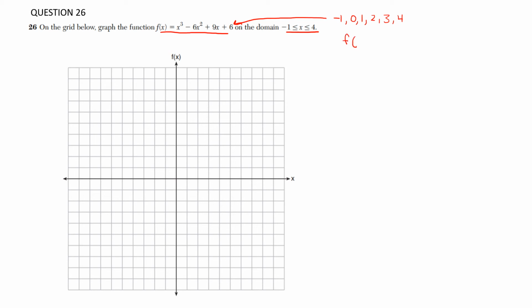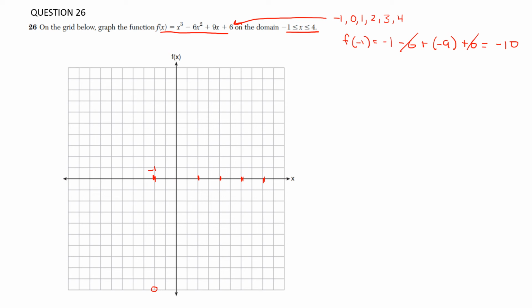I can just quickly do f of -1 for you guys. F of -1 is -1 cubed, which is -1. Now -1 squared is +1, so it's just -6, plus 9x, which, because x is -1, is -9, plus 6. So these two values cancel out, and that would equal -10, and that would be our first point. I'm going to plot it here. I'm going to put -1 here. This is +1, this is +2, +3, and +4, just so we have enough space.